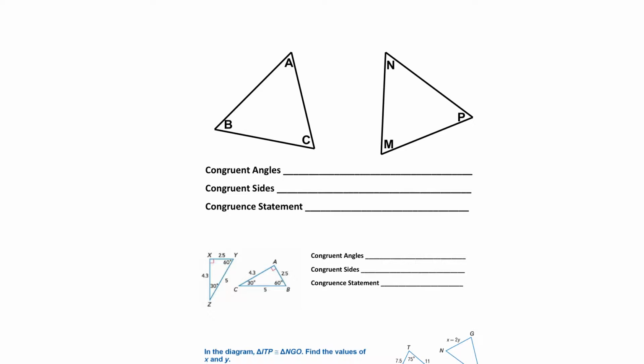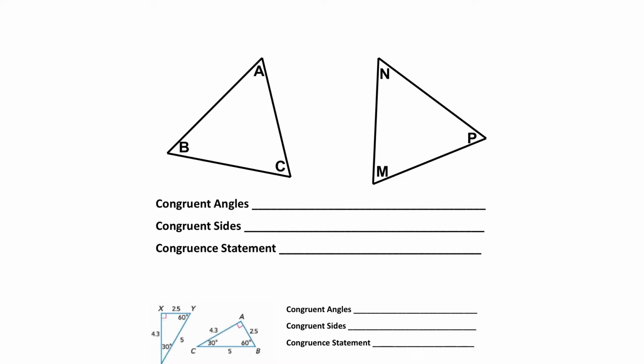Okay, now, sometimes it's easy to see what matches up to what. But sometimes you're going to have stuff like this, where they have one that's twisted or rotated from where the other one's at. And so you're going to have to think about, okay, what matches up to what? So just looking at that, angle B, what do you think matches up to angle B on that other triangle? Okay? So let's see.